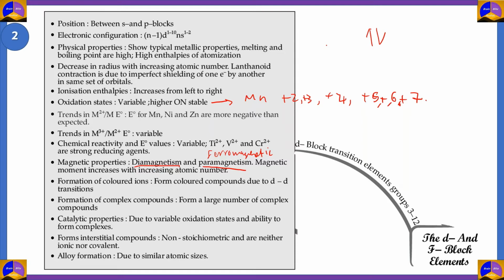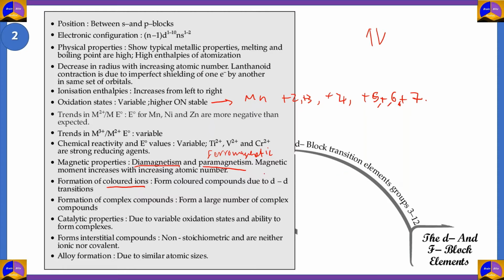The magnetic moment increases with the increasing atomic number. So as the atomic number increases, you have more electrons coming into the d orbital. So a lot of these elements are paramagnetic because of the unpaired d electrons. Another interesting fact about d block elements is that they form colored ions. So in the aqueous state, if you look at a solution containing a D block element, then most likely it is colored.